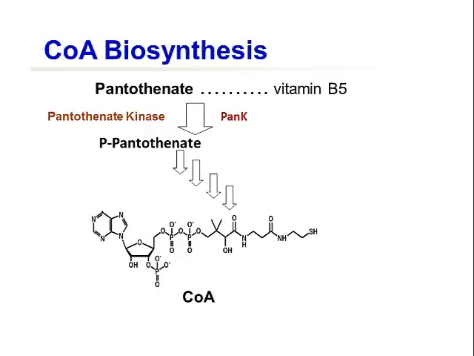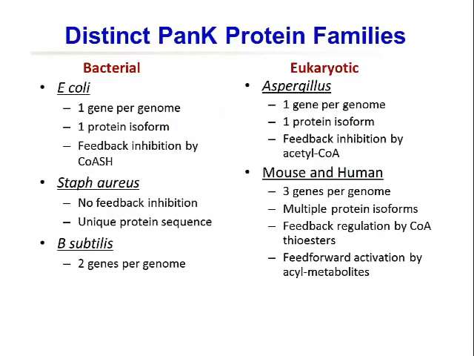In mammalian systems, feedback inhibition can be reversed by long-chain acylcarnitines and acylethanolamides. There are 2 distinct Pank protein families. Most bacterial Panks have no sequence homology with eukaryotic Panks.